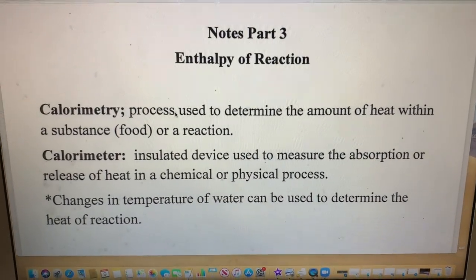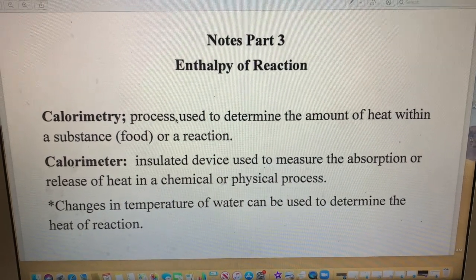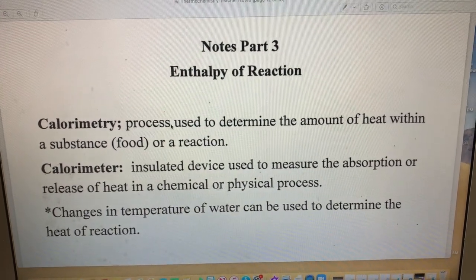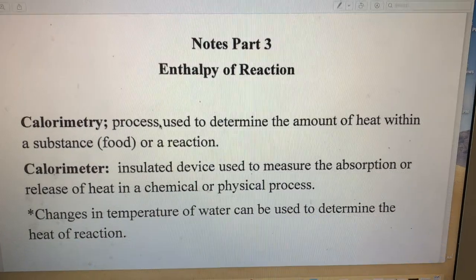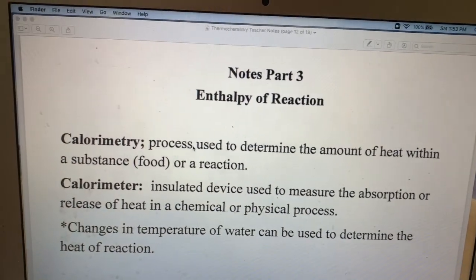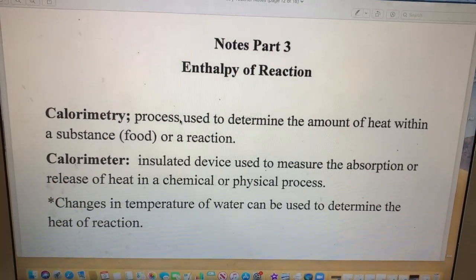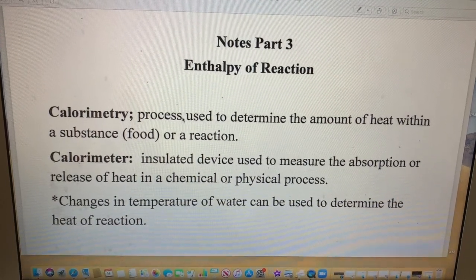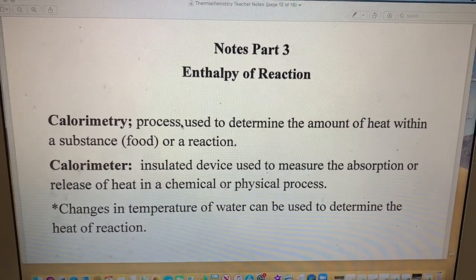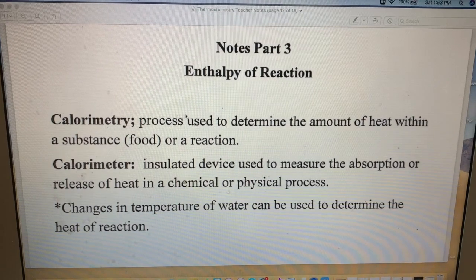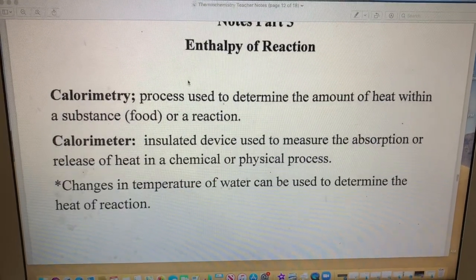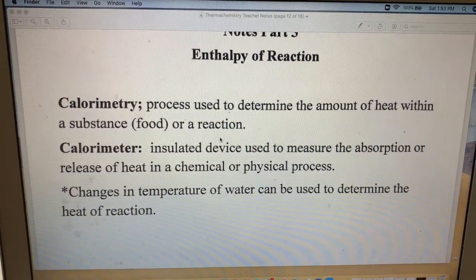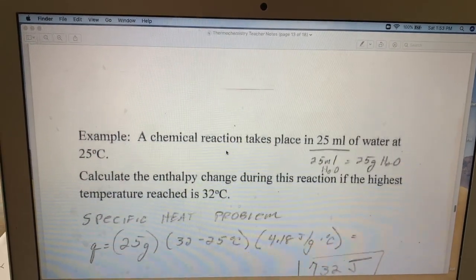A calorimeter is an insulated device used to measure the absorption or the release of heat in a chemical or physical process, all right? Water is very often used in a calorimeter because it is so easy to use and really works well. And if you have a situation where you can have a reaction that can take place in water, you can use that water to figure out exactly how much energy was produced. So let's look at this example.